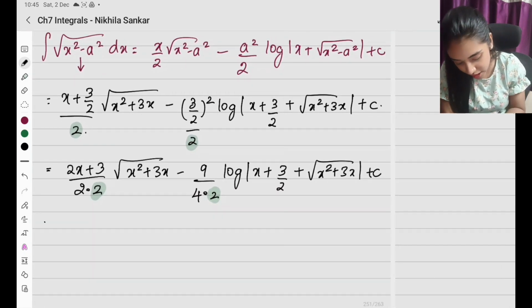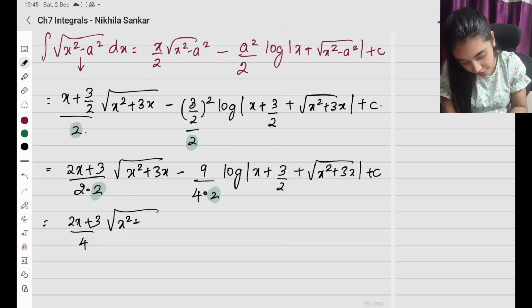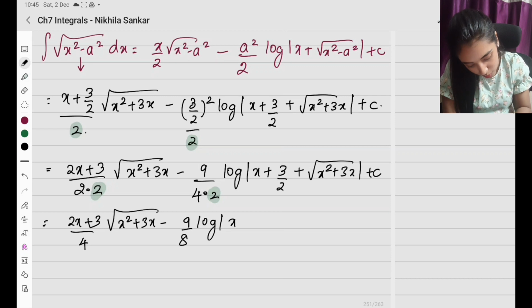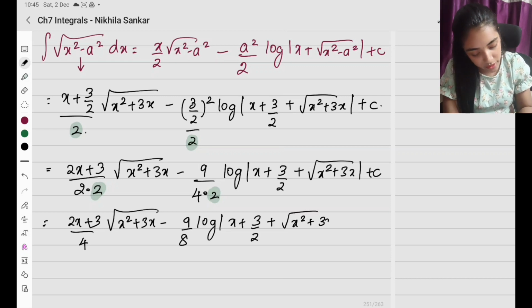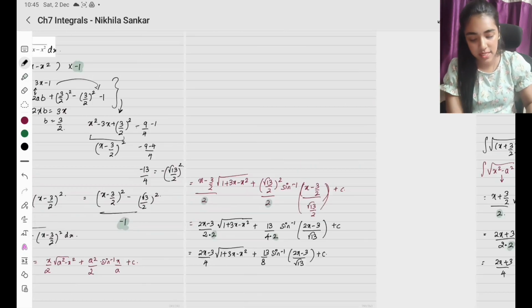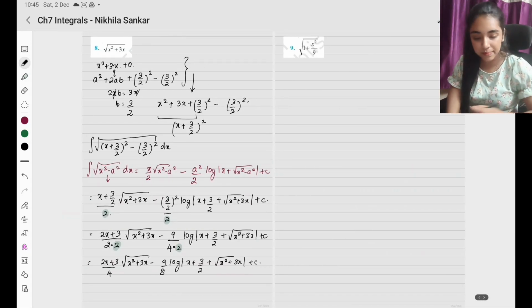So what is my final answer? (2x plus 3) by 4 square root of x square plus 3x, minus 9 by 8 log mod x plus 3 by 2 plus square root of x square plus 3x, plus c. Okay? Simple.